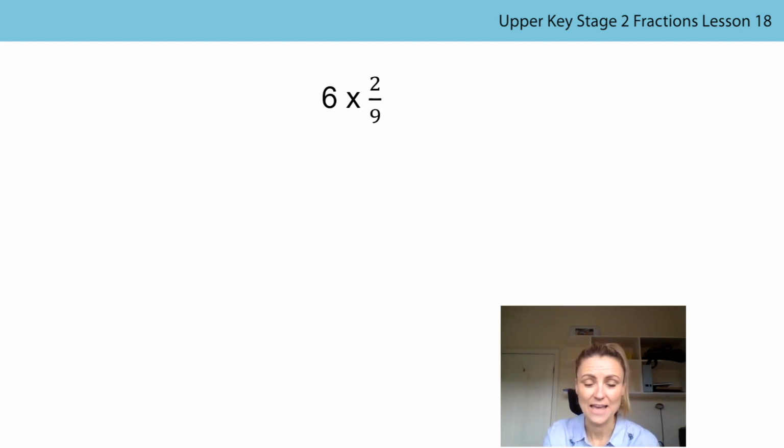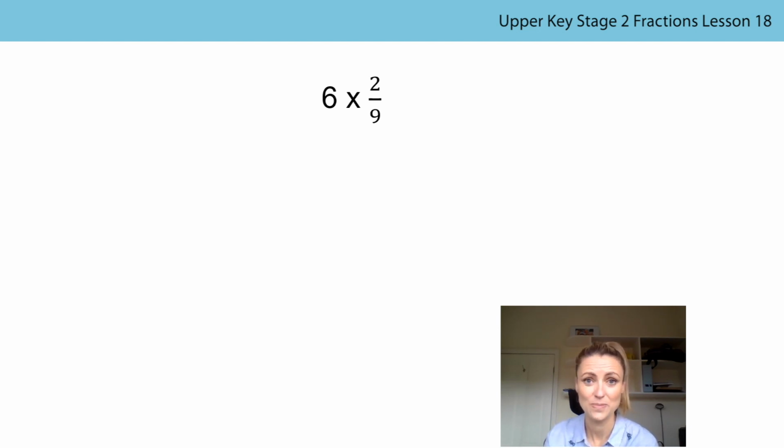So let's have a look at this next example, 6 multiplied by 2/9. Now remember, I was going to ask you as we go through this lesson to think about what was different about each calculation. And obviously the numbers are different here, but have you noticed anything else? Pause the video and just have a think. Maybe look back at the previous calculations. What's different about this one?